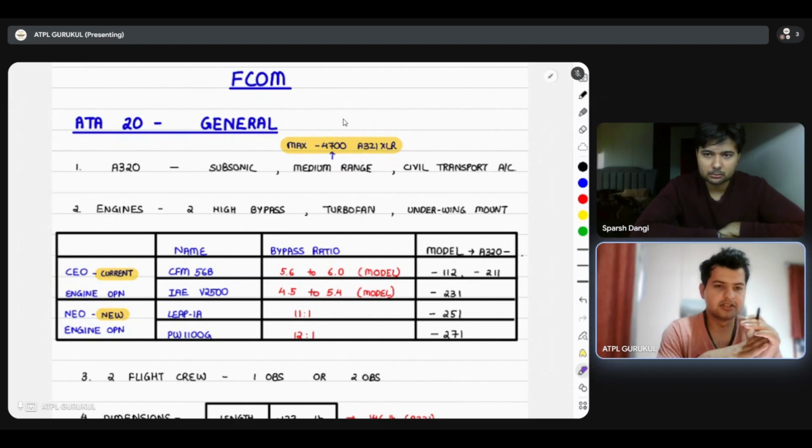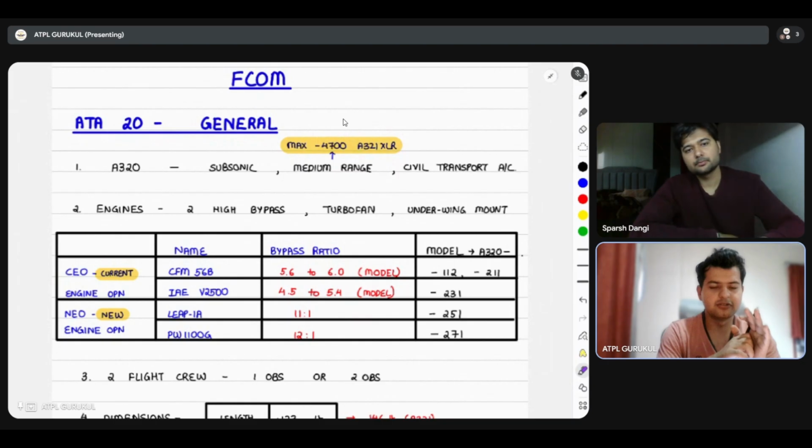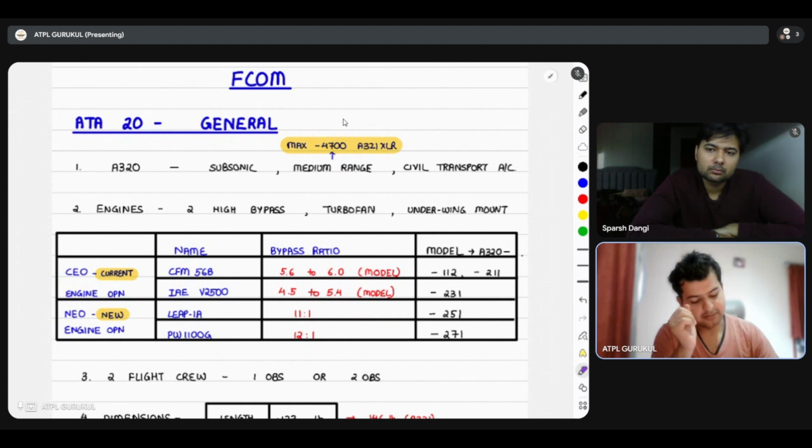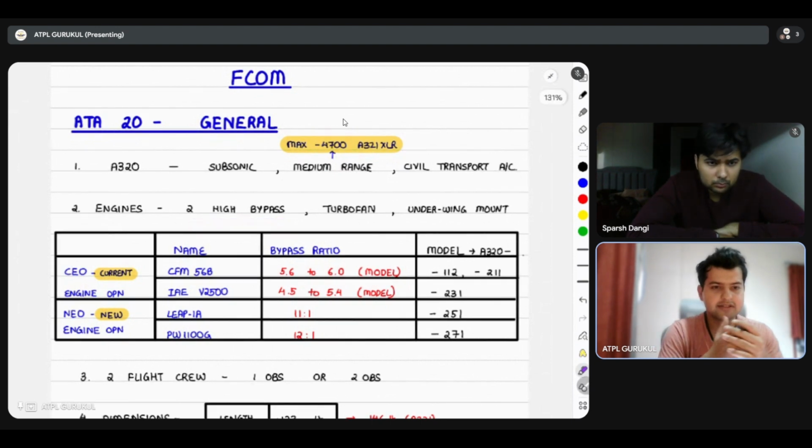And it's a civil transport aircraft, it is not designed for military use. Clear? Transport category aircraft, primarily to be used for transportation. Okay, it's a twin engine aircraft. Both the engines are high bypass ratio engines. What do you mean by high bypass ratio?